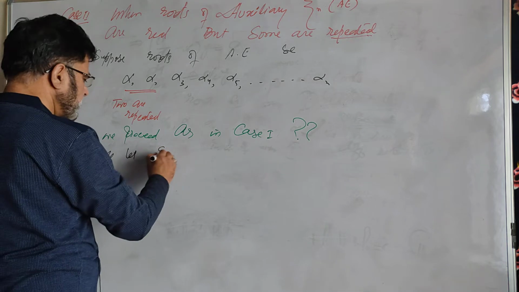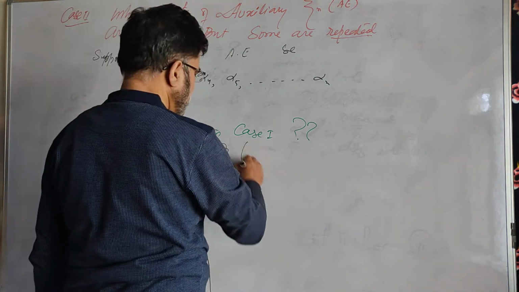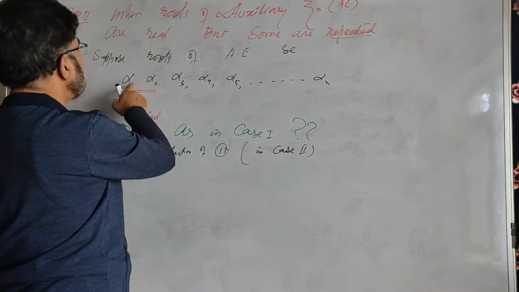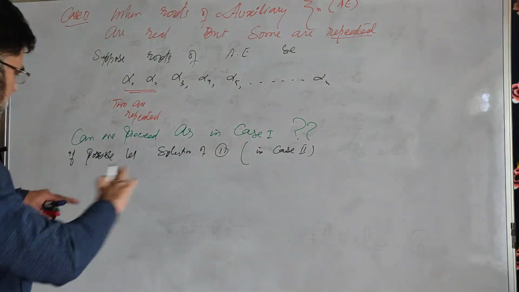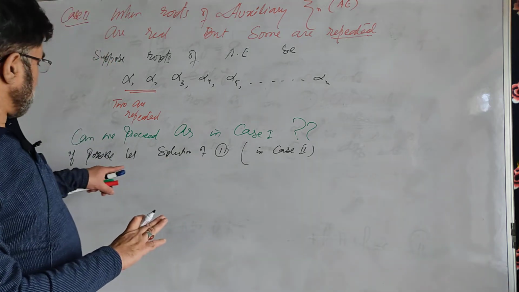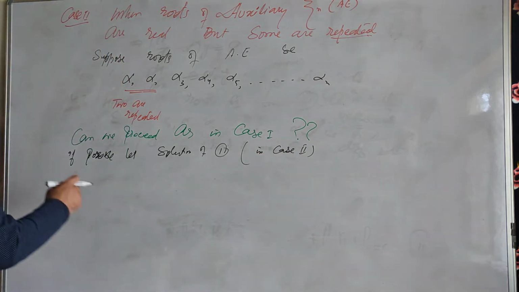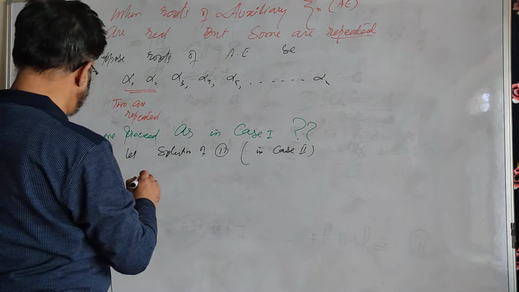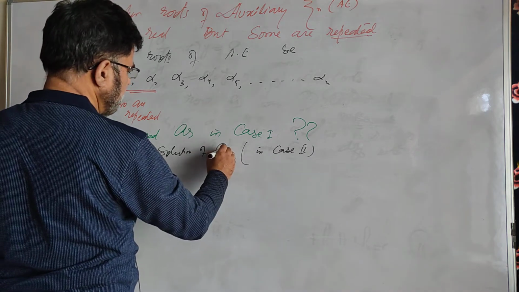let the solution of first in case number second. Case number second is this: roots alpha, alpha, alpha 3, alpha 4, alpha 5, alpha n. We suppose, if it is possible, let the solution of first in case second be this, which is actually second f of D y, I have named it.